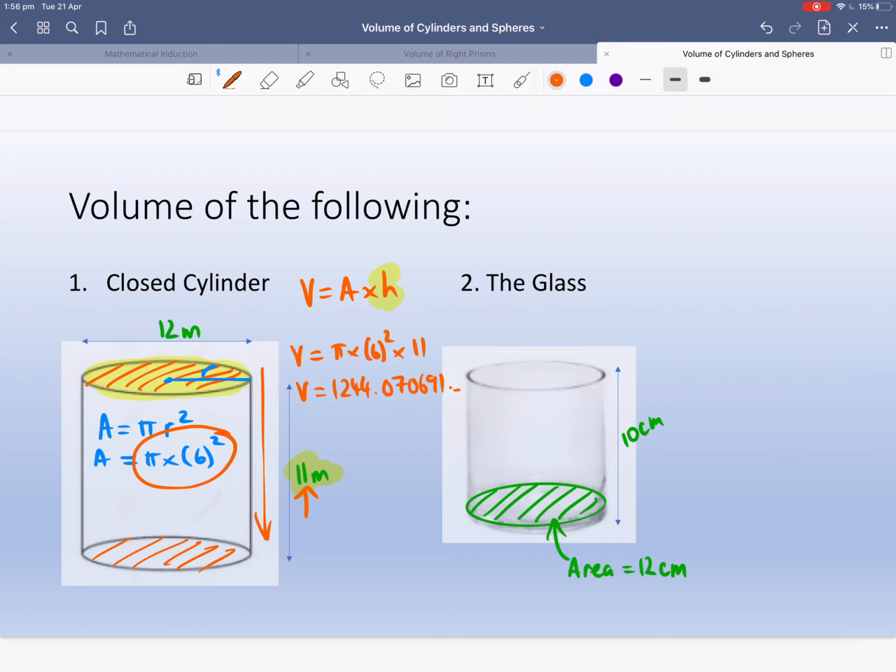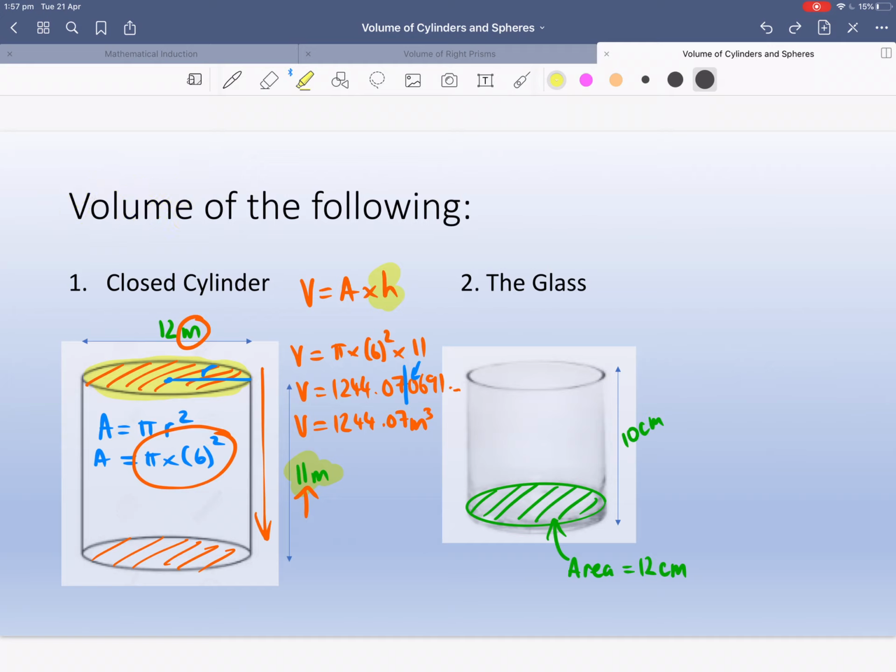1,244.070691, and so on. I want to do it to 2 decimal places because I don't like all those numbers. So I'm looking here, and that's really easy. 0 is easily less than 5, so it's not going to change this 7 at all. So 1244.07, and our units are meters. Because it is volume, it's going to be cubed. There we go, so it's done.